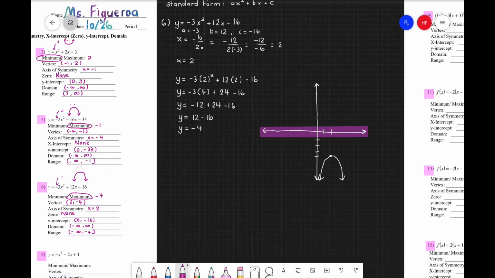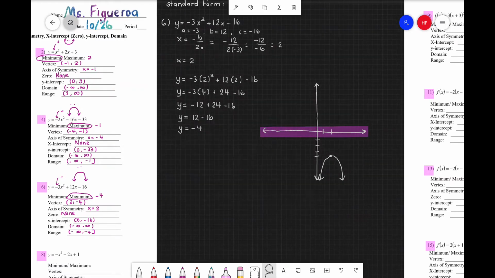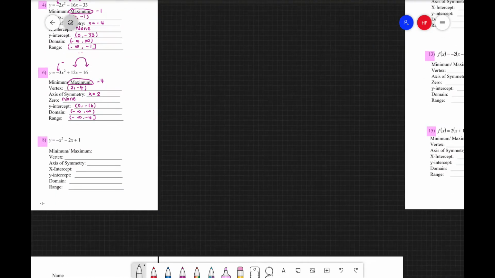So then the last one on this first page that we're going to do is number 8. Let's mark that out. So number 8, we have y equals negative x squared minus 2x plus 1. So I'm going to go ahead and write in my y-intercept. I know that it would mark out the first two values because they would become 0. So we would have 0 plus 1, which is just 1. So my y-intercept is 0, 1.